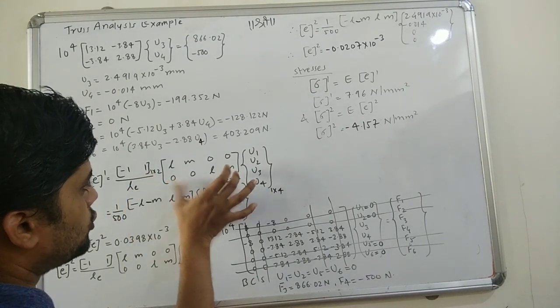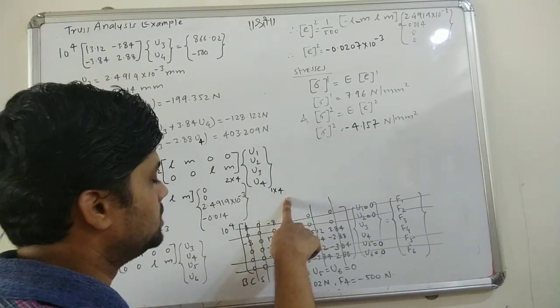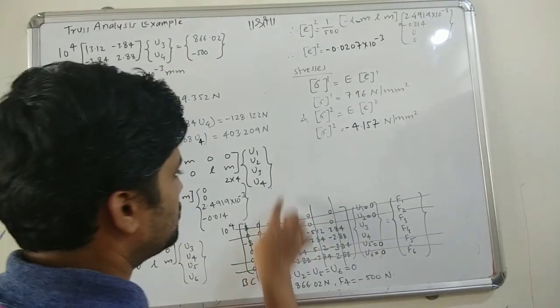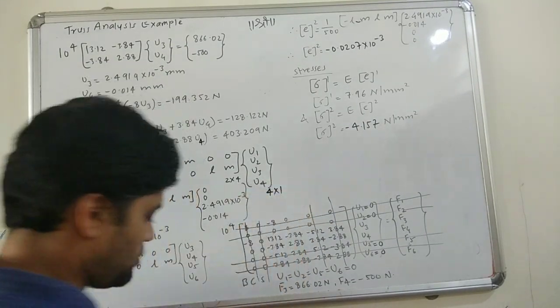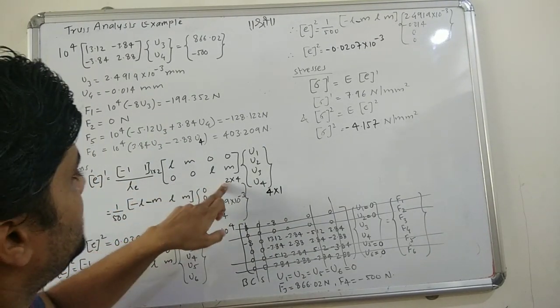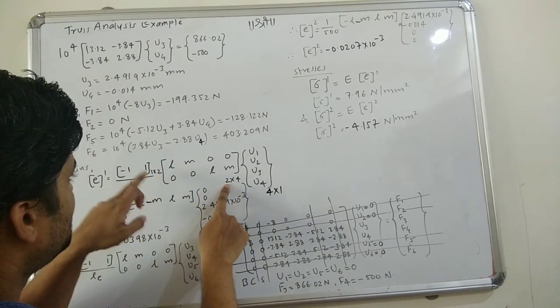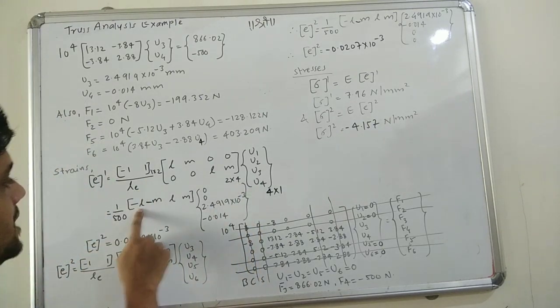The transformation matrix is 2 rows 4 columns, so the order is 2 by 4. And the displacement matrix is 4 rows 1 column, so 4 by 1 is the order. So 1 by 2 and 2 by 4 I can easily multiply because the columns match the rows. The answer that I will get will be of the order 1 by 4. That's what I have done here.